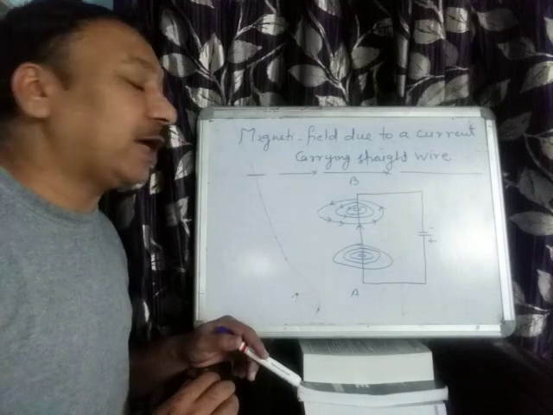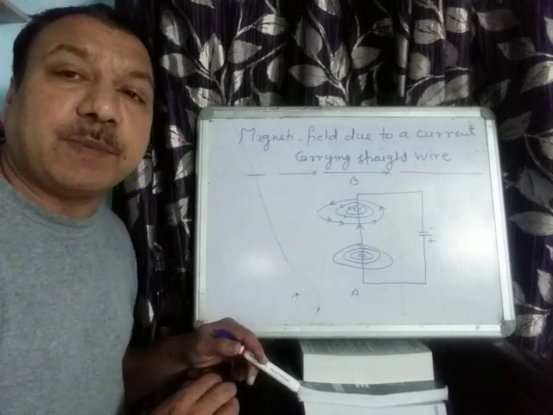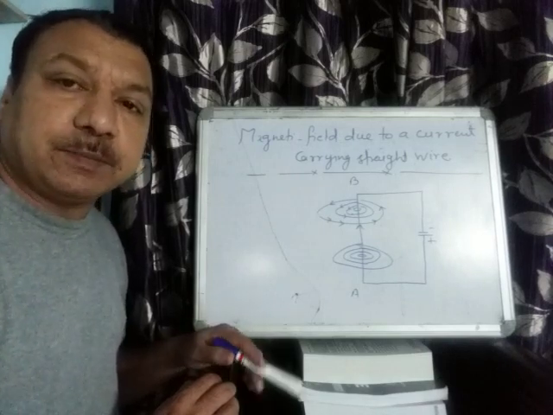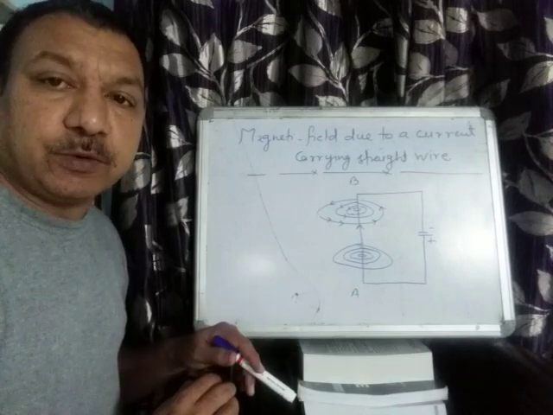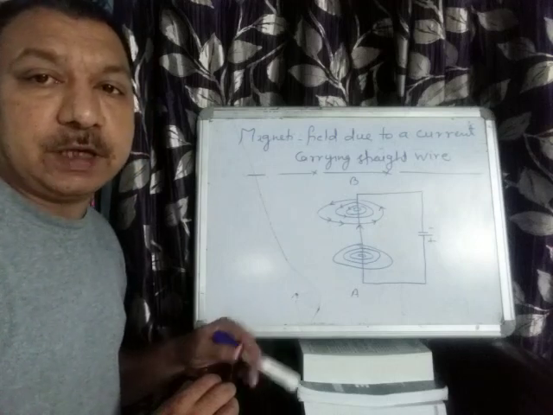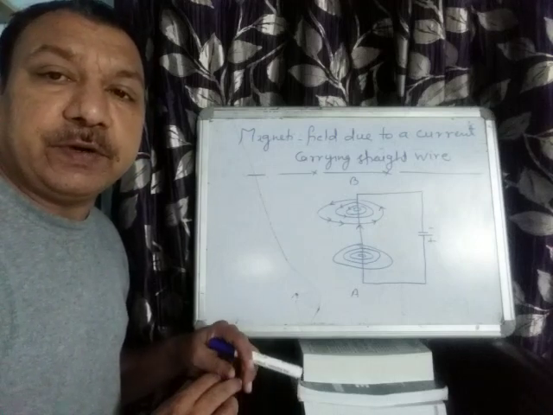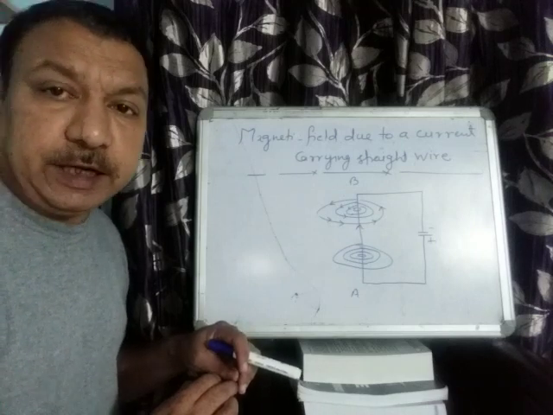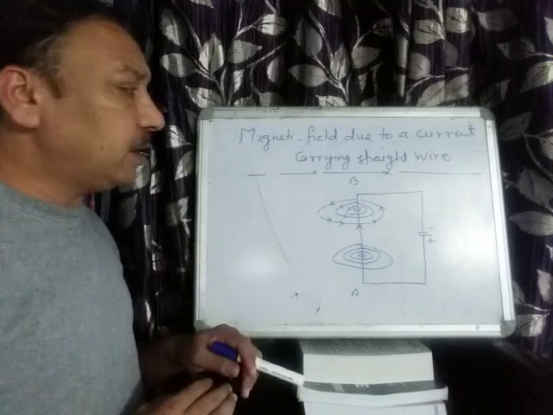Today I am going to tell you about the magnetic field produced by a current carrying wire first, the second is the magnetic field due to a current carrying circular loop, and third I will tell you about the magnetic field created by a current carrying solenoid. Okay, so one by one we will be proceeding.